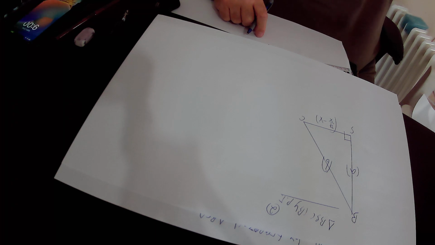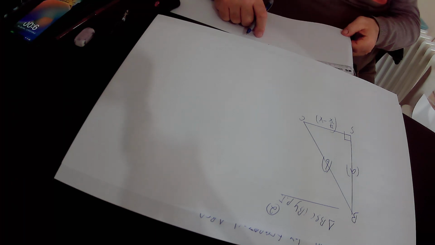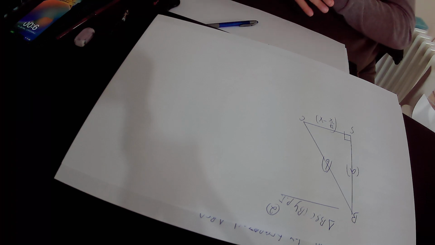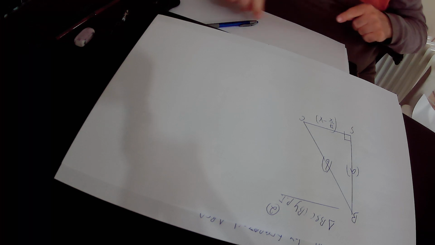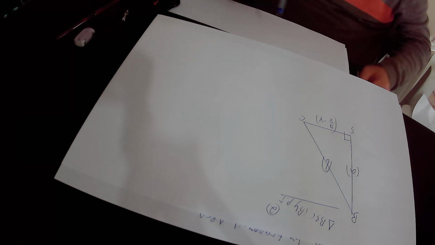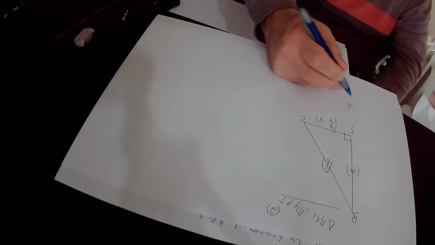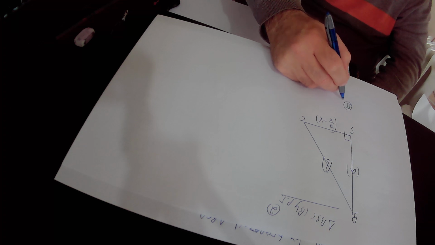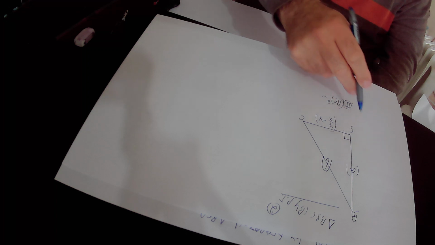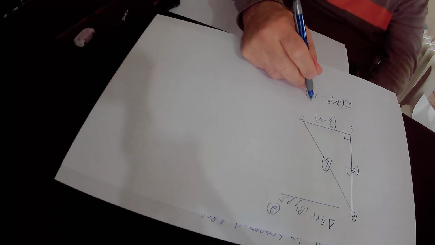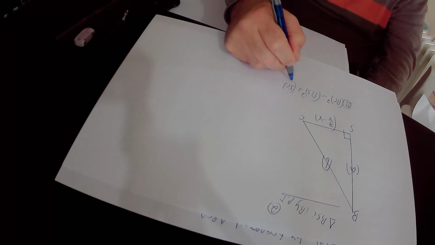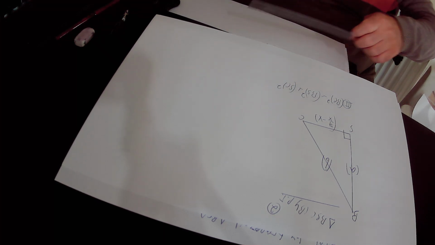According to the Pythagoras theorem, in any right triangle, the square of the hypotenuse equals the sum of the squares of the perpendiculars. The hypotenuse of triangle BSC is BC, therefore the square of the hypotenuse is BC squared. And it must be equal to BS squared plus SC squared. So this is equation 2.